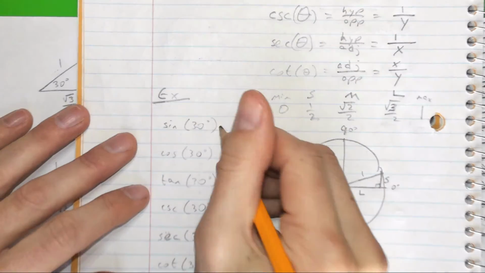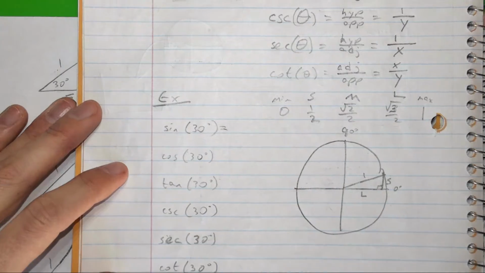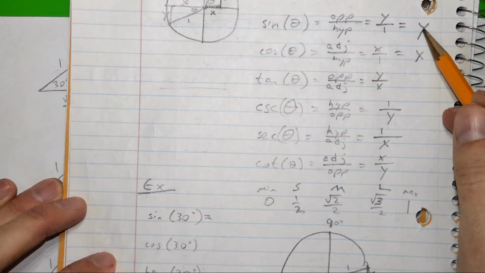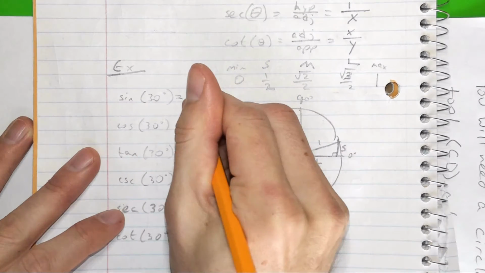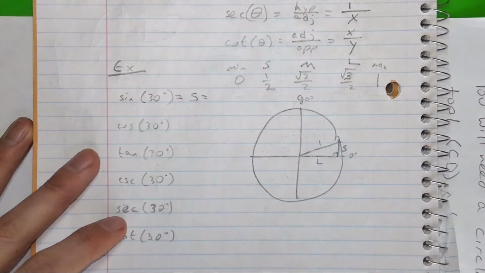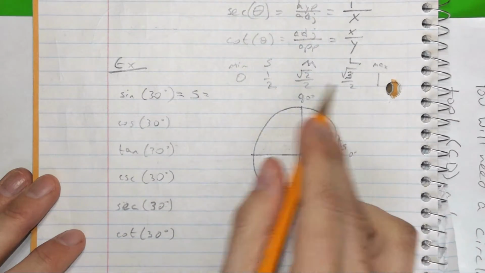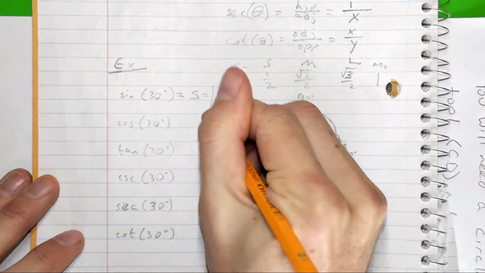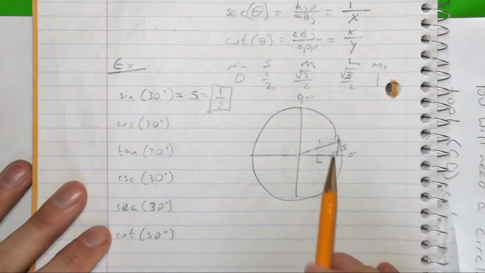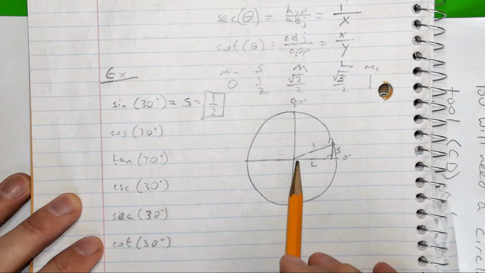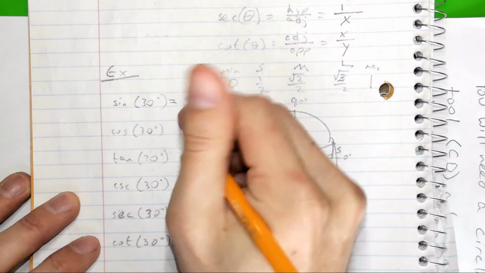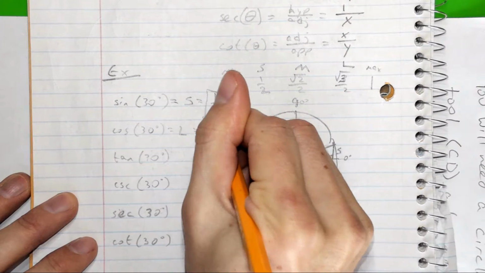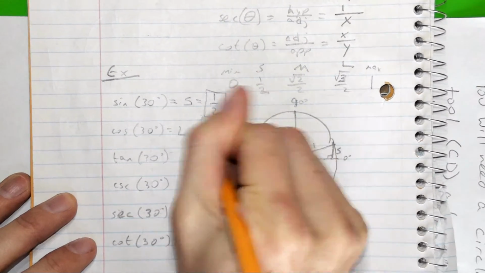So what's the sine of 30? Well, sine is the y value. Which is the y value? It's the short one. And the short y value is 1/2. What about the cosine? Well, cosine is the x value. And the x value is the long one. So it must be the square root of 3 over 2.